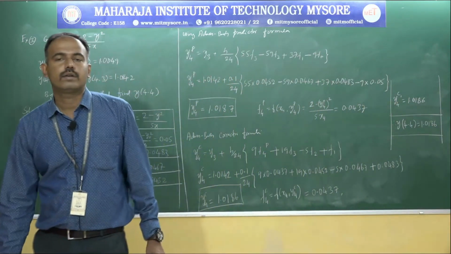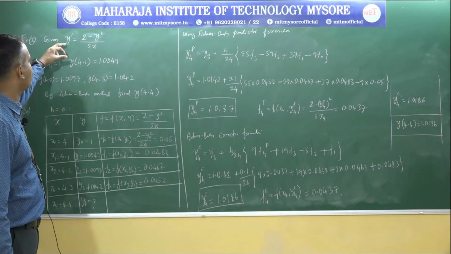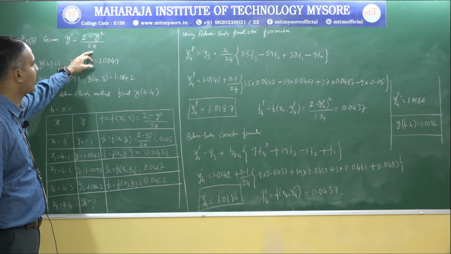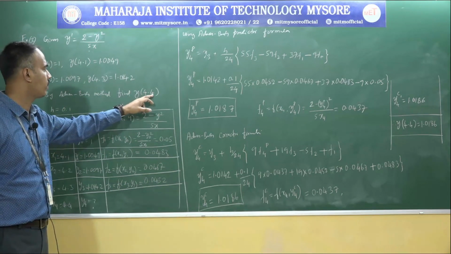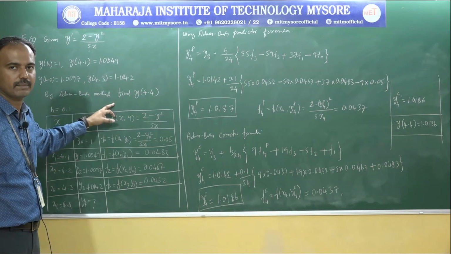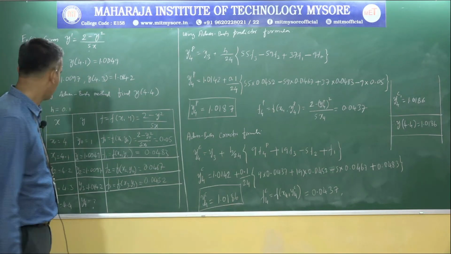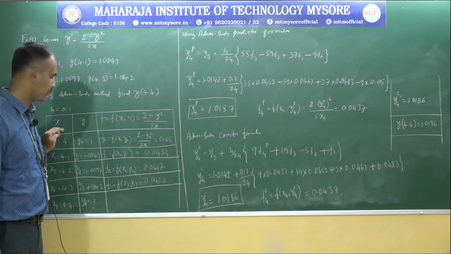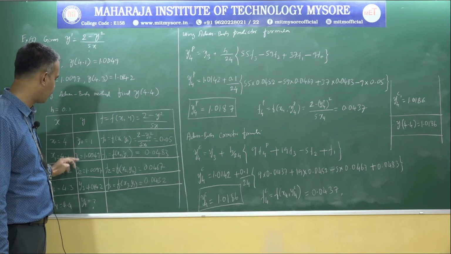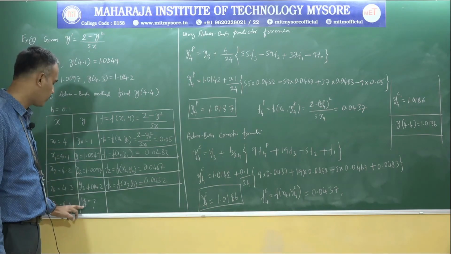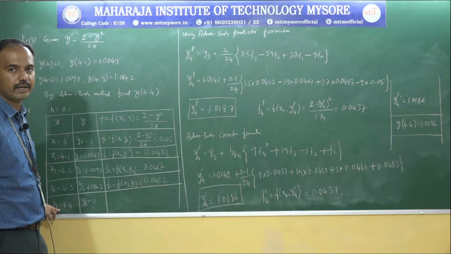Once again, the explanation. The initial data is given: y dash is 2 minus y square by 5x, and the initial conditions are given. We have to estimate y of 4.4 using the Adams-Bashforth fourth order method. h is also given as 0.1, the common difference. We check the initial data for x and y: y0, y1, y2, y3. We have to estimate the y4 value at the particular point x4, 4.4. That is the important thing.